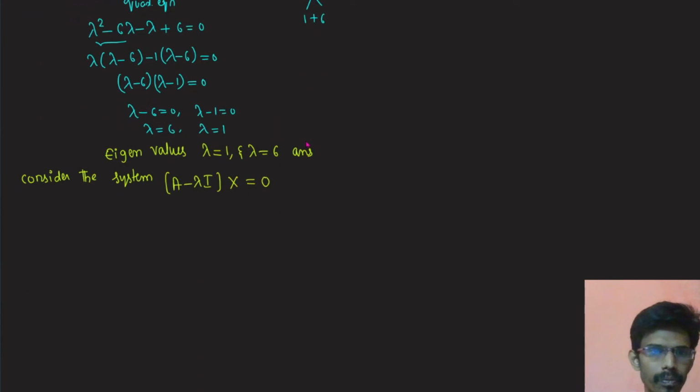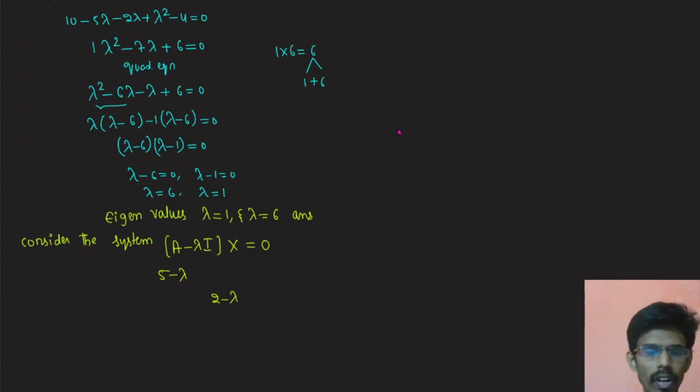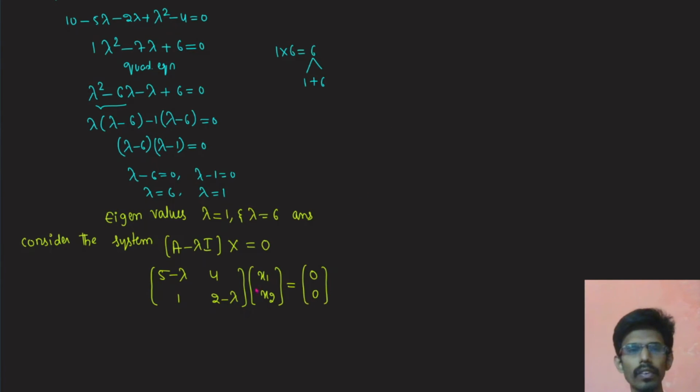So here we have 5 minus lambda and 2 minus lambda. Then the other two terms will be the same, 4 and 1, into x, which will be x1, x2, or we can take x comma y, equal to 0, 0. Now we got this system. So let us get the eigenvector.